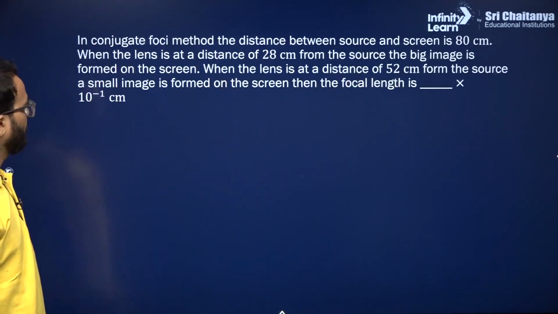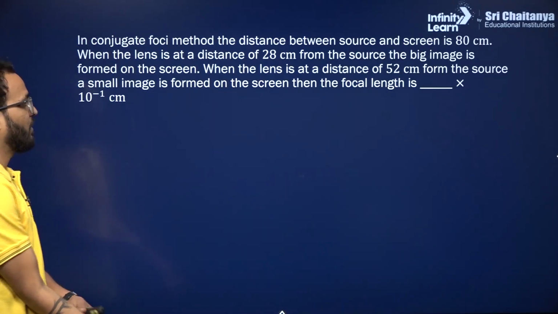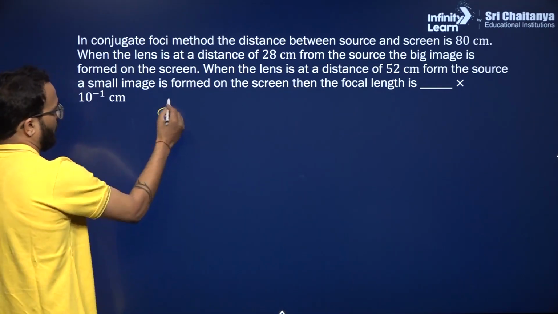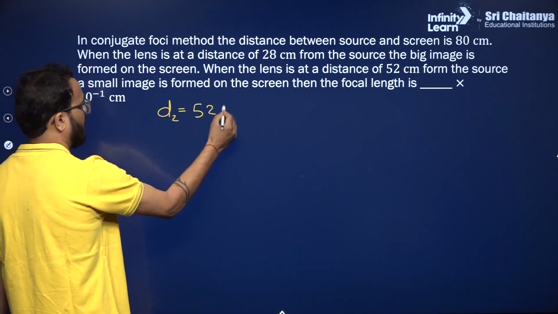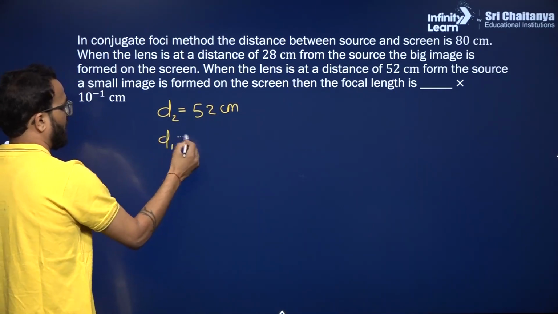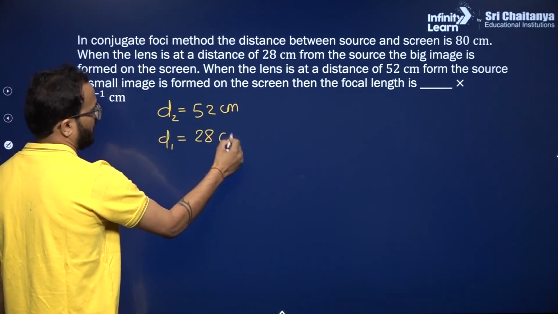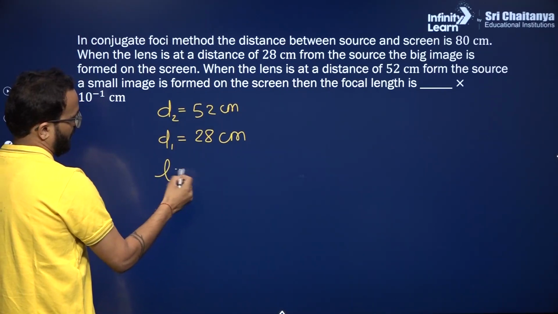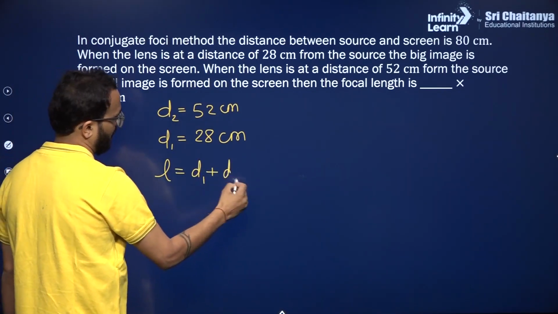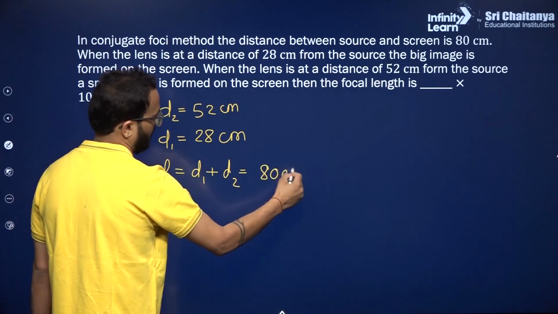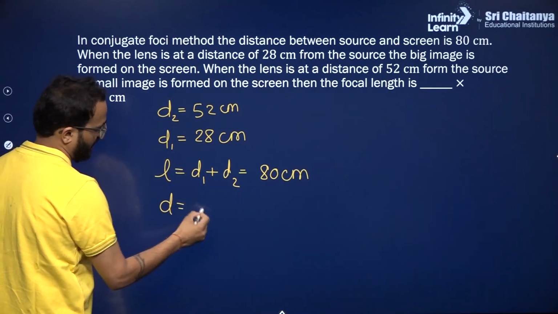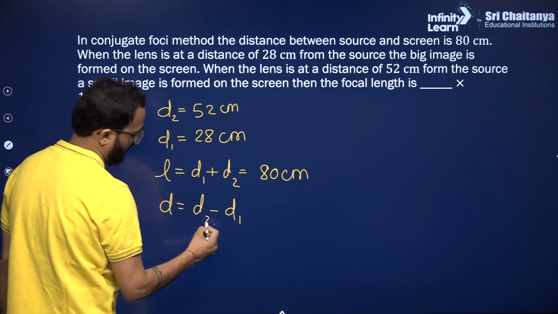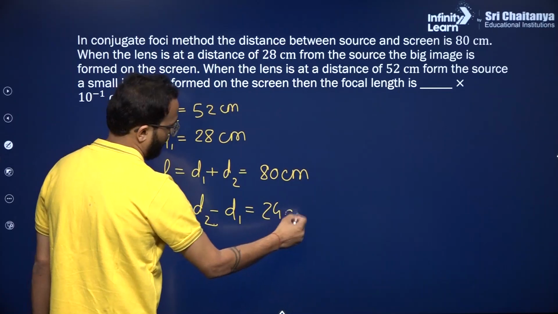Clear? In a conjugate foci method, oh God, see, what is D2 given? 52 centimeter. What is D1 given? 28 centimeter. What is L? It is D1 plus D2, right, which is 80 centimeter. And what is small d? It is D2 minus D1, which is 24 centimeter.